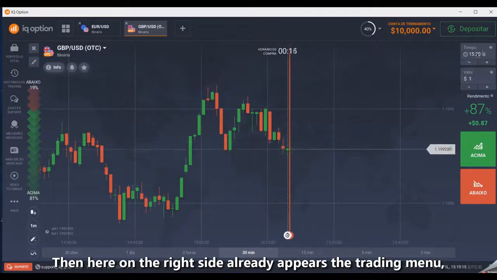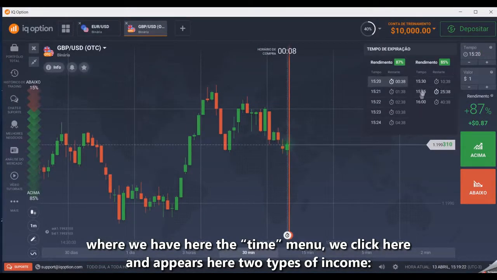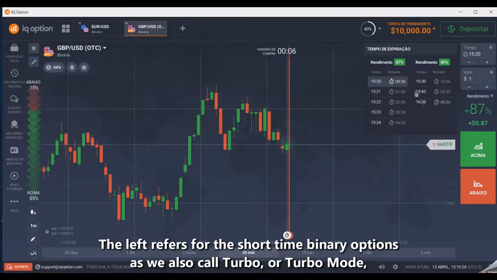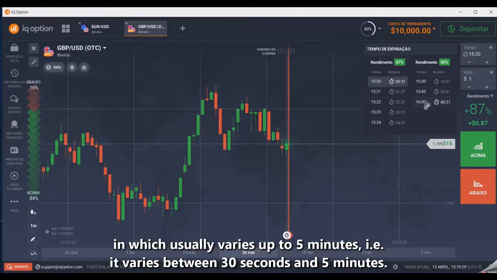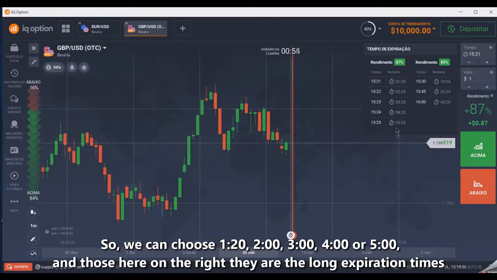Then here on the right side already appears the trading menu. Here we have the time menu and we click it and two types of expiration appear here. The left refers to the short time binary options, which we also call turbo or turbo mode, which usually varies up to 5 minutes. So it varies between 30 seconds and 5 minutes. So you can choose 1 minute and 20 seconds, 2 minutes, 3, 4, 5 minutes.